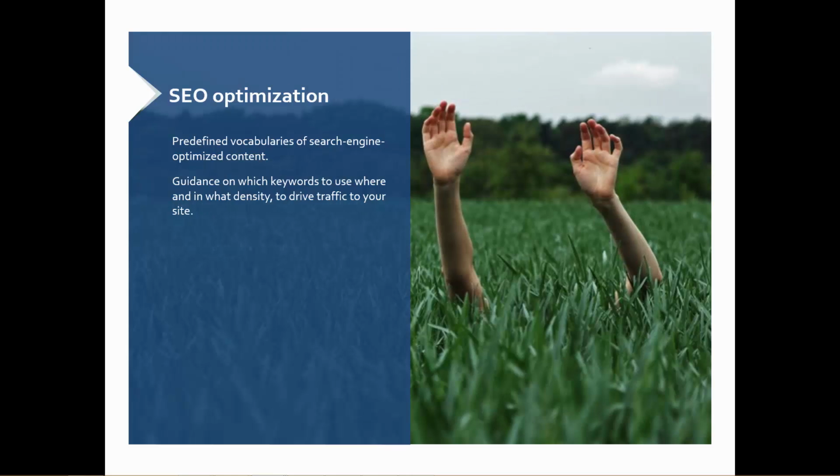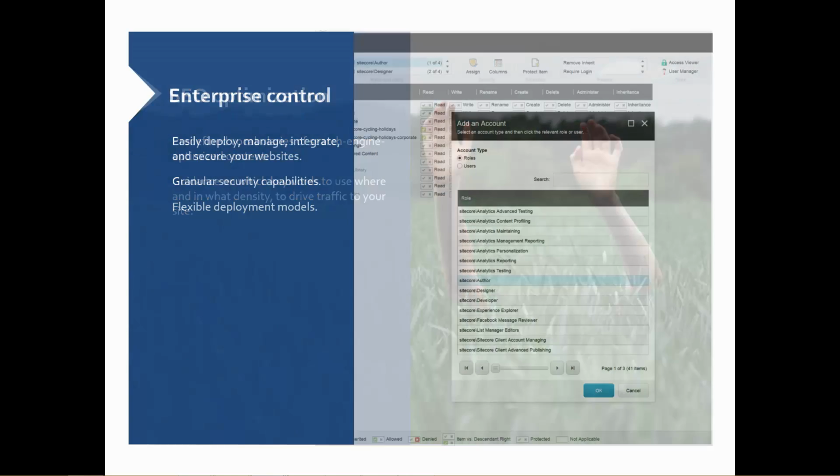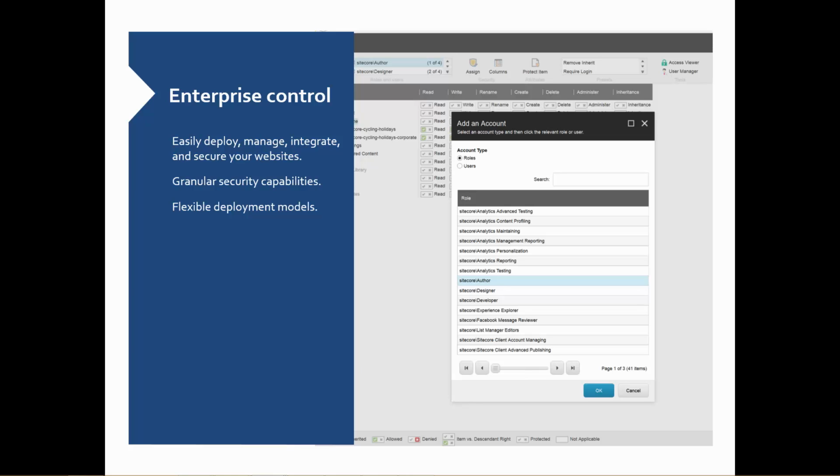Predefined vocabularies of search engine optimized content and guidance on which keywords to use and in what density make it easy for content creators to use the terms that will get you noticed quickly and drive traffic to your site. Easily deploy, manage, integrate, and secure your websites with enterprise-class capabilities designed for supporting even the most demanding organizations. Site control, data integration, granular security capabilities, and flexible deployment models all serve the enterprise.